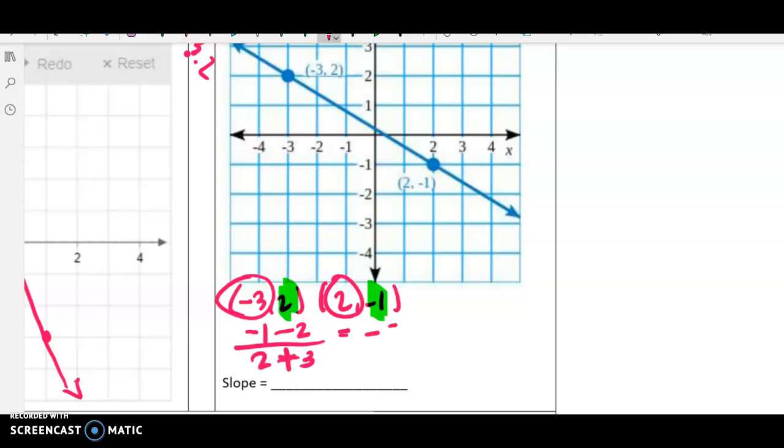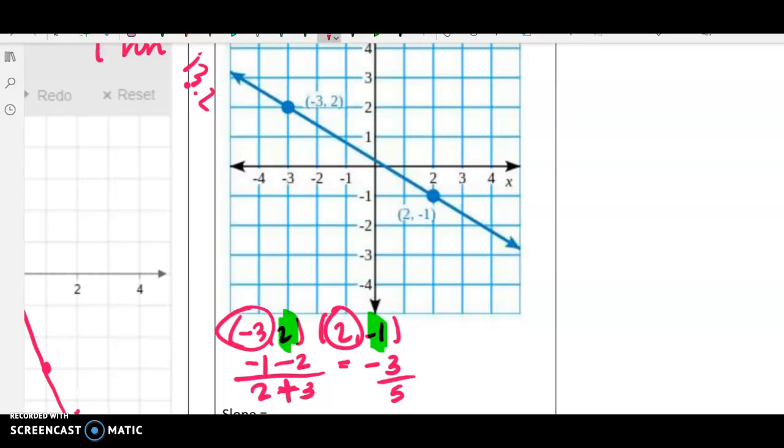So we have -3 over 5, which you can check on the graph by going down 1, 2, 3, and then we go over 1, 2, 3, 4, 5. So since we had to drop 3 and go over 5, we know that it is a negative slope.